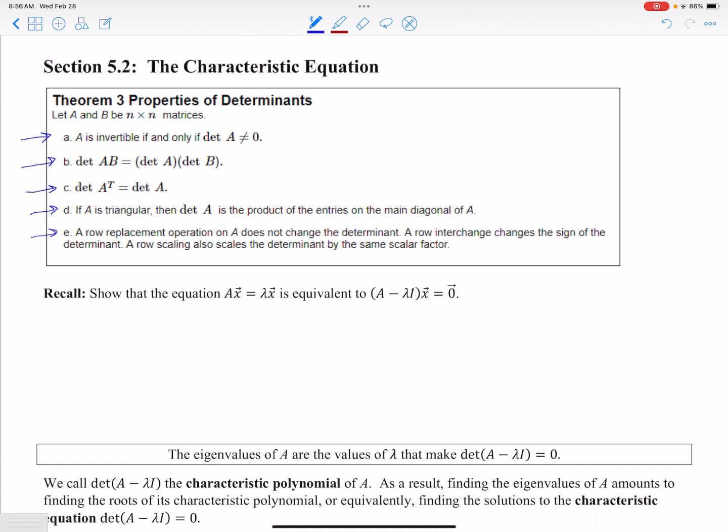We also looked at this equation and showed how it was equivalent to this one. I'm just going to do it another way. So we have Ax equals lambda x, but x is the same as the identity times x. So if you multiply by the identity, it doesn't change the vector. And then I'm going to subtract over. So I have Ax minus lambda Ix equals 0. I'm going to factor out x on the right. So I have (A minus lambda I) times x equals 0. So those are the same.